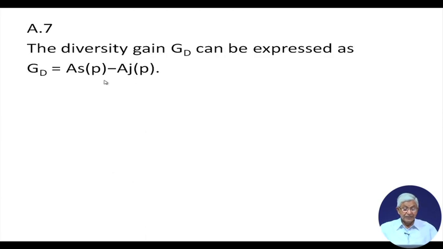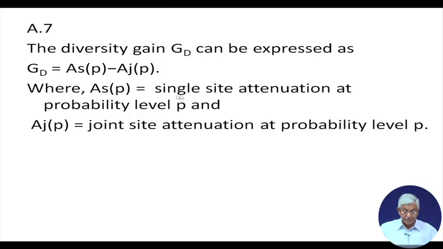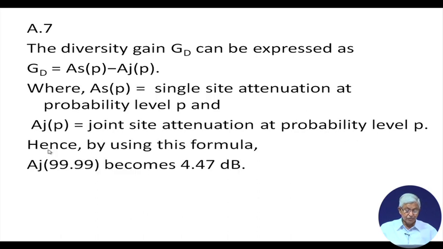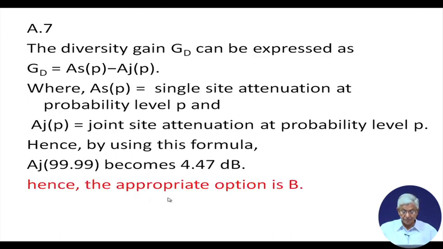Now, the diversity gain GD can be expressed as single site attenuation with a particular probability minus joint site attenuation with the same probability, where ASP is the single site attenuation at probability level P, and AJP is the joint site attenuation at probability level P. So, by using the same formula where your AS is given, GD is given, you have to find out AJ. AJ comes out to be 4.47 at 99.99% reliability. Okay. Hence, the appropriate option is B.